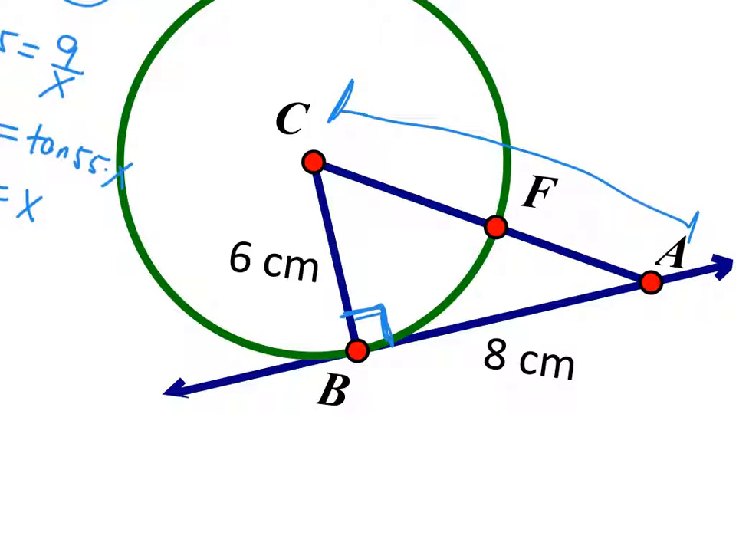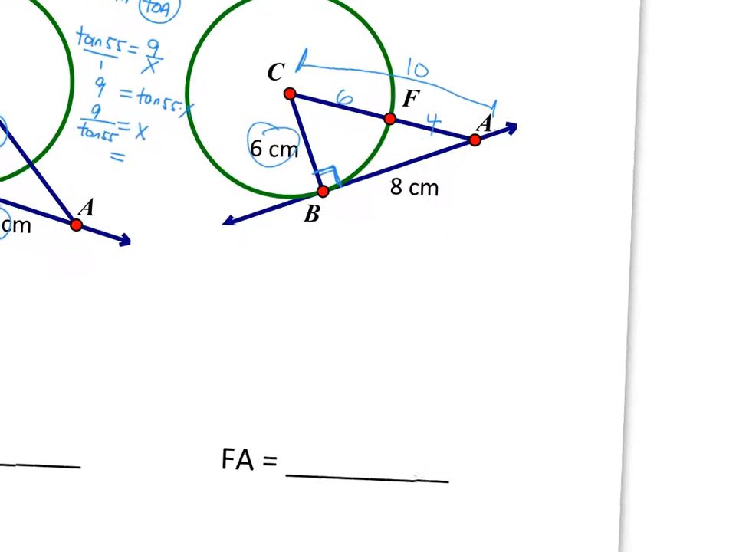Actually, we have sides 6 and 8, so it's a 3, 4, 5 triangle: 3, 4, 5, 6, 8, 10. So the whole side is 10. I might be tempted to think that both of those sections are 5, but the key is to mark up the diagram that the radius is 6. So that means the radius here is 6. That missing section has to be 4 in order to add up to 10. So section FA is 4.